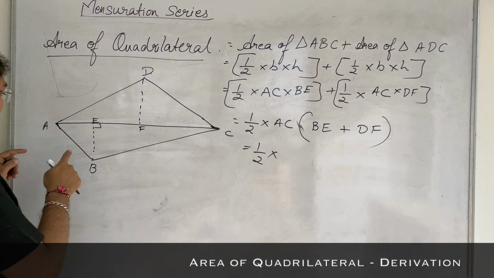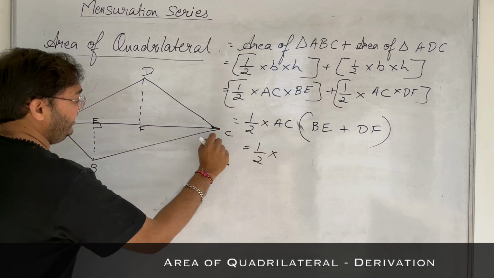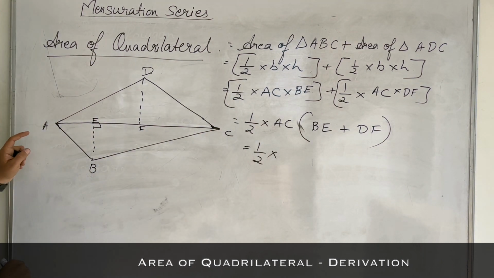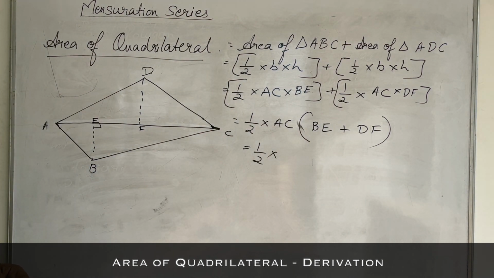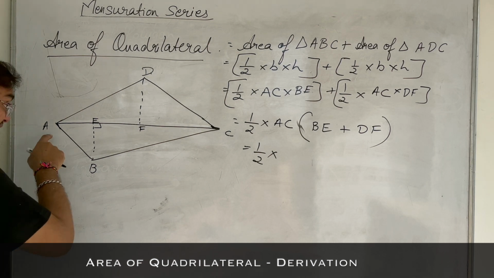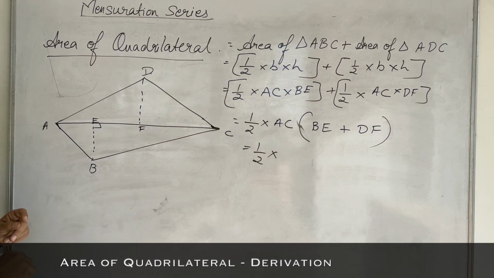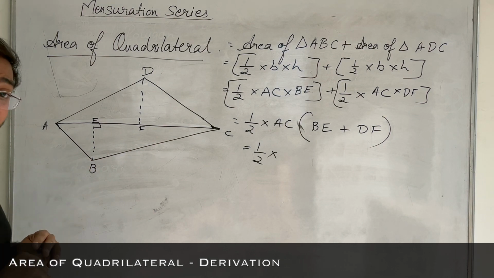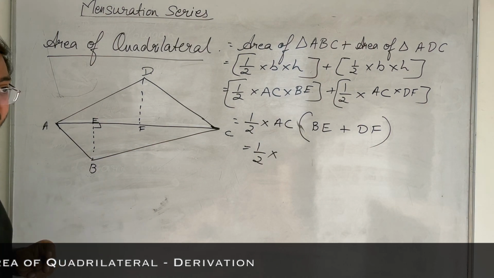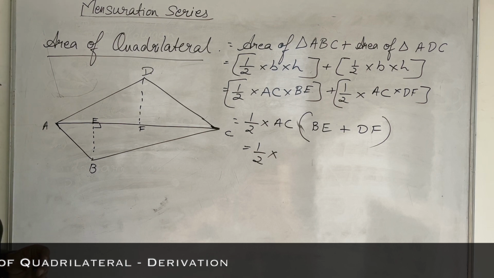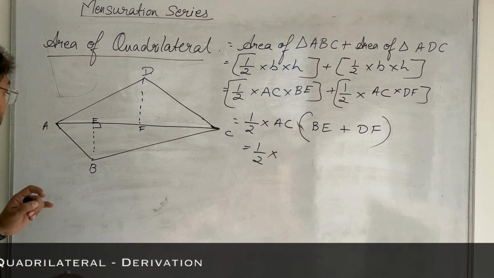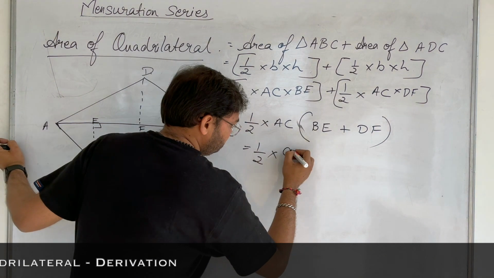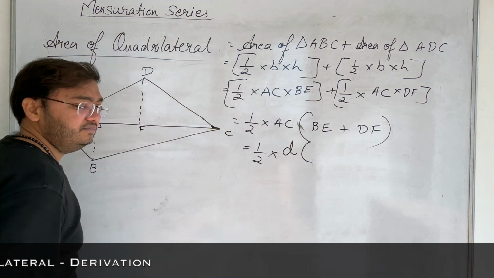Now this AC is nothing but the base of both the triangles. Or we can also say that this AC is the diagonal. You know what a diagonal is? A line segment which joins the opposite vertex, or you can say alternate vertex, of any figure is known as a diagonal. So this AC is the diagonal. Write it as D.